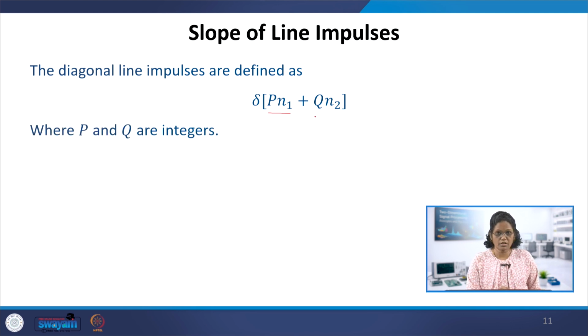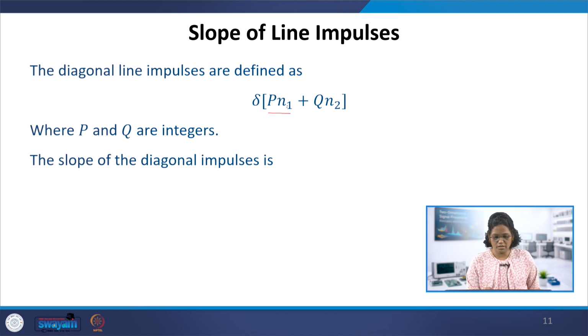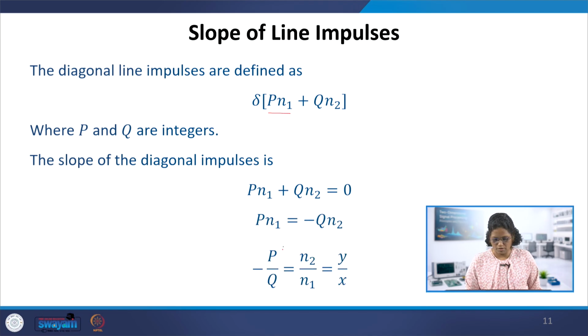Here p and q are integers, it won't take real values, it would be integer values. The slope of this is given by p n1 plus q n2 equal to 0. We have to equate it to 0 to have the impulse value 1. So p n1 plus q n2 equal to 0, so p n1 equal to minus q n2, and p by q, or the y by x, this is n2 by n1, is equal to minus p by q.